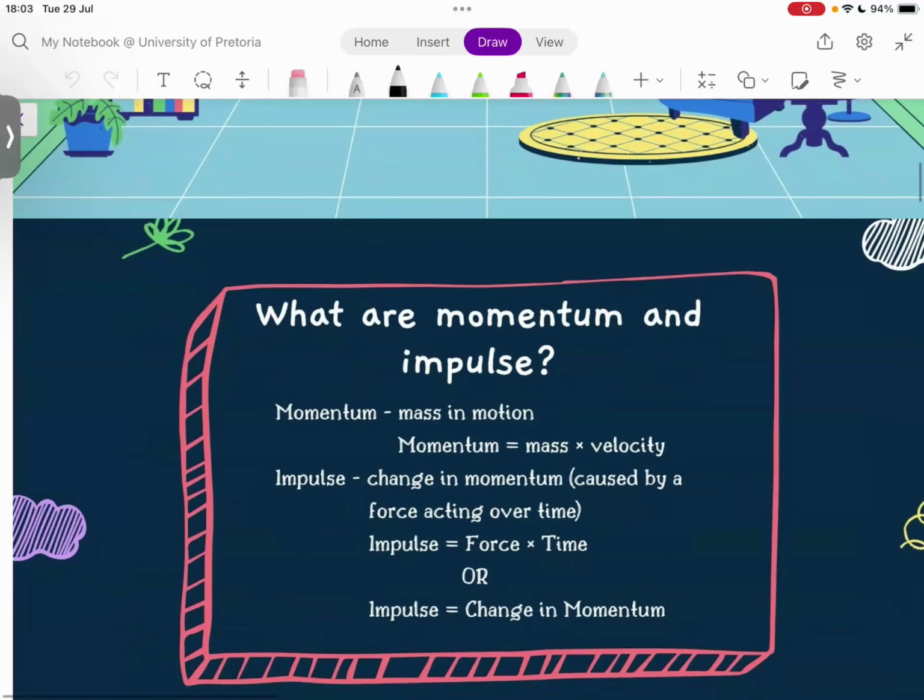Cool. Let's get into it. What are momentum and impulse?